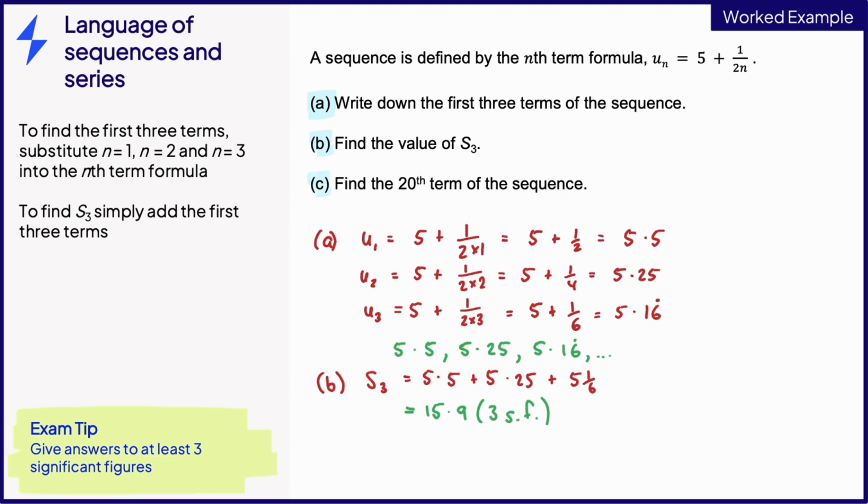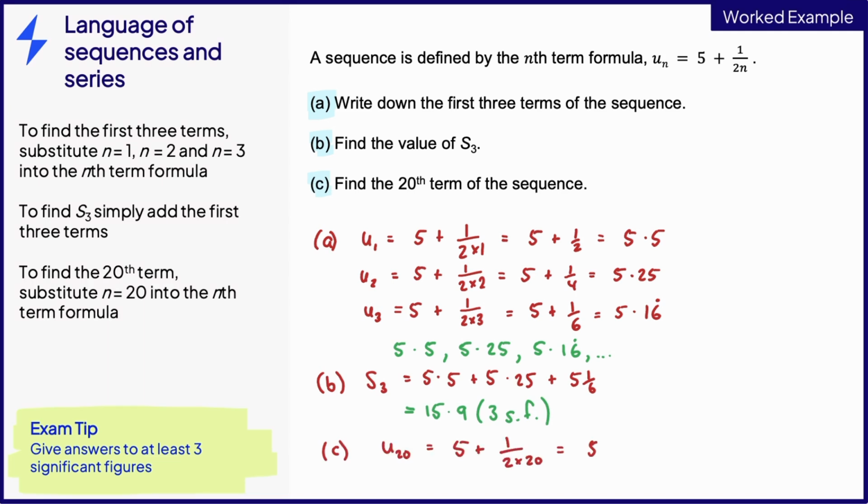And then part C, to find the 20th term, simply substitute n equals 20 into the nth term formula. And that gives us 5 1/40, or if you want to write it as a decimal, 5.025. Notice in this case it's not appropriate to round it to 5.03 because 5.025 is an exact answer.